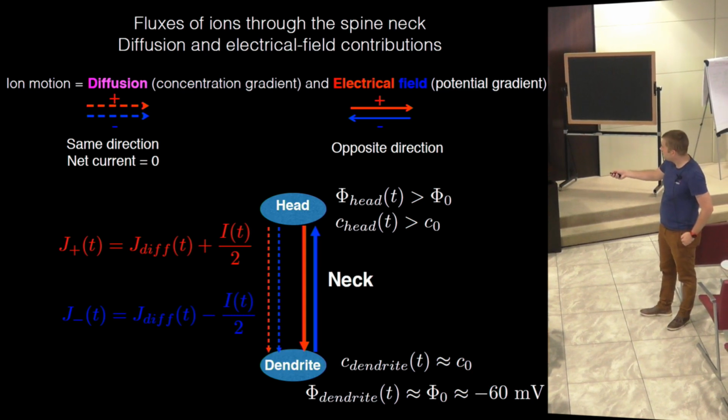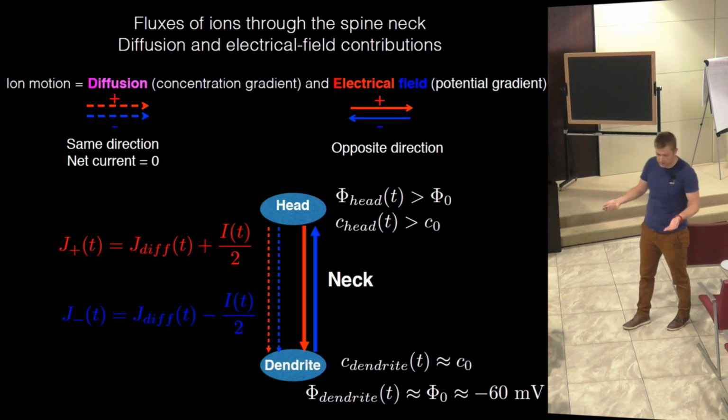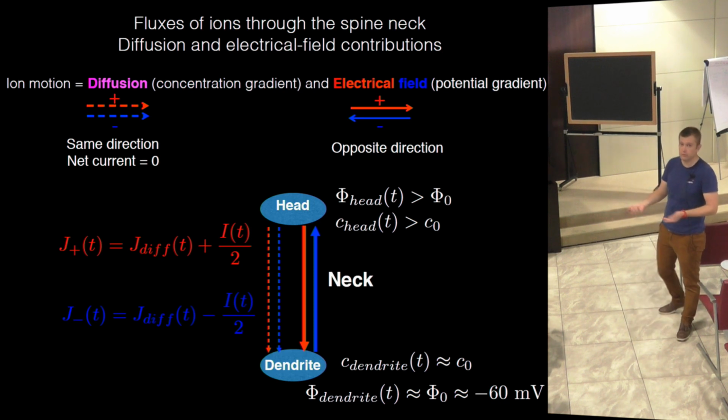And so this is what I put here. The flux of plus charge, in this direction, is the diffusion plus the current divided by 2, because the current is equal to this and this. And this is 2 because we assumed that these charges have the same mobility. If you change the diffusion coefficient of negative compared to positive charge, then typically positive charge will be mostly responsible for the current and not the negative charge.